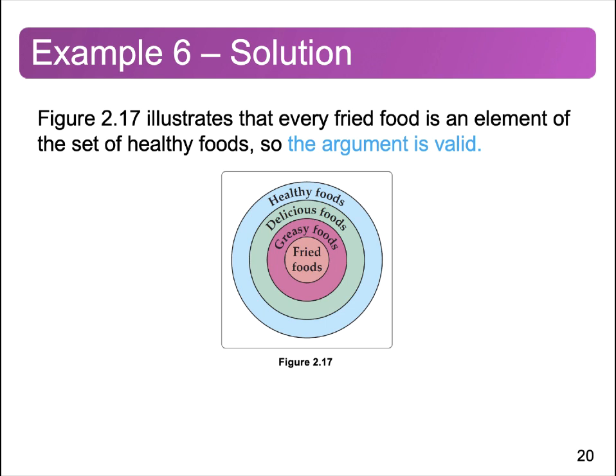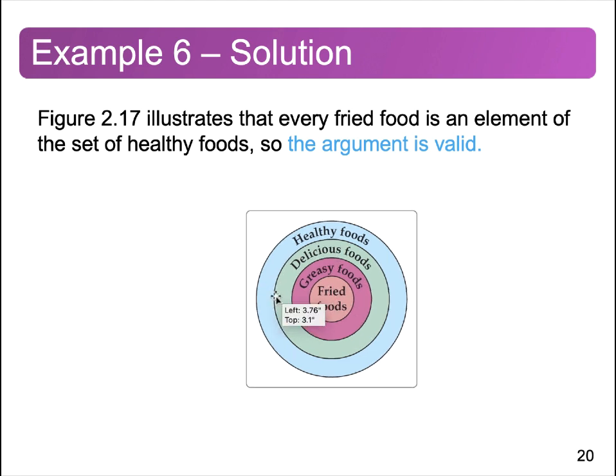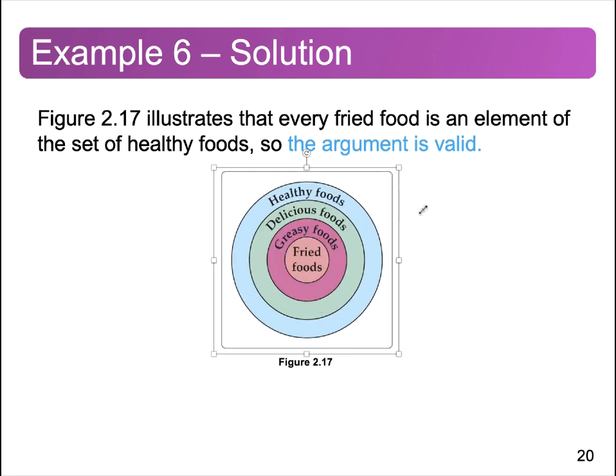In this case, if we knew that a food was fried, it would have to go inside this little circle here in the middle. And by being in that little circle, you're automatically in all of these other circles. And that means that all of the fried foods would also fit into the healthy foods. Now, this is a valid argument.